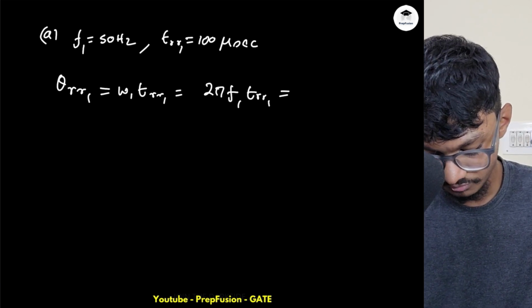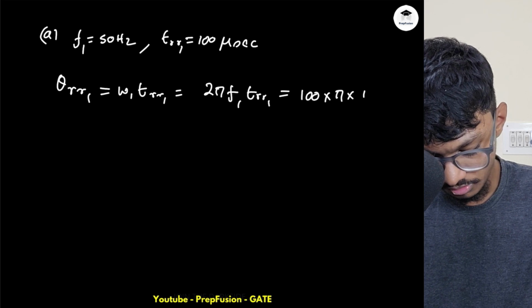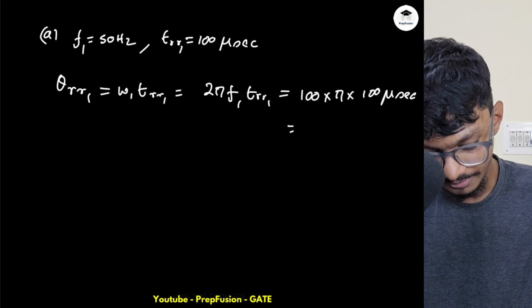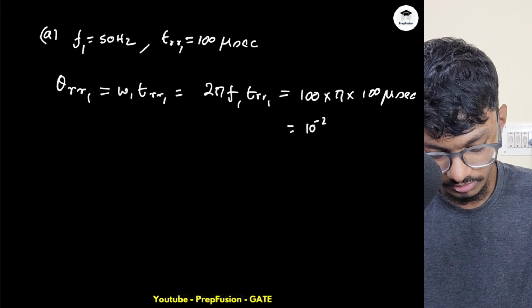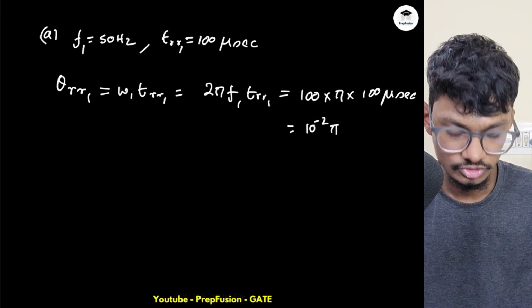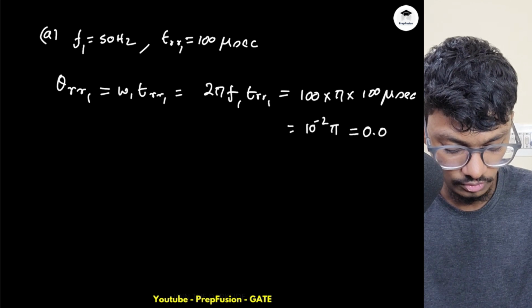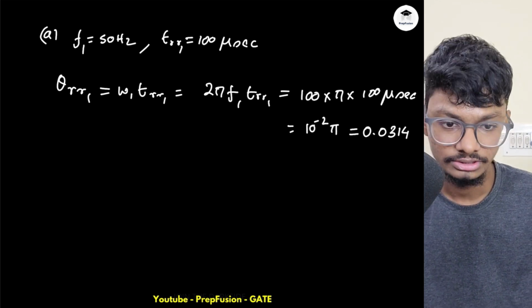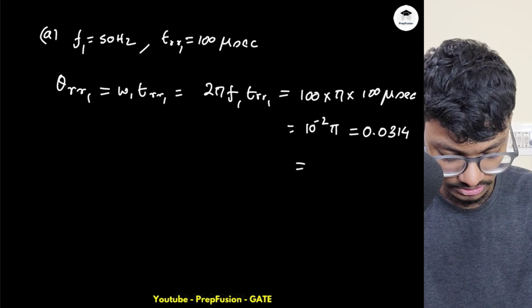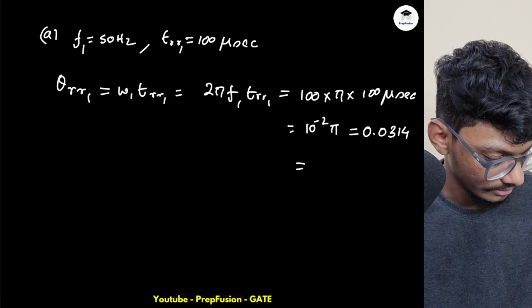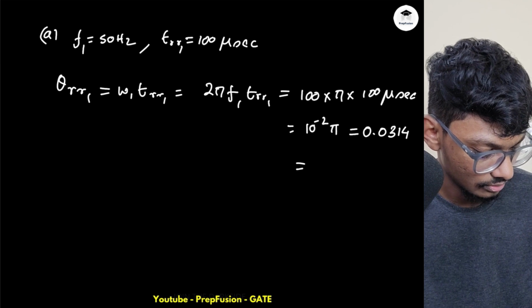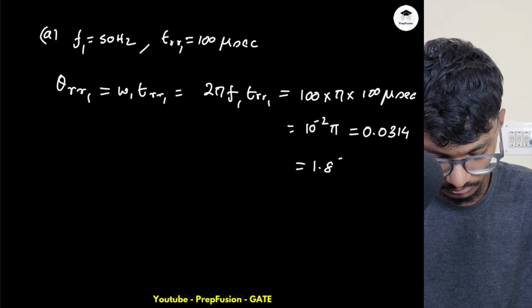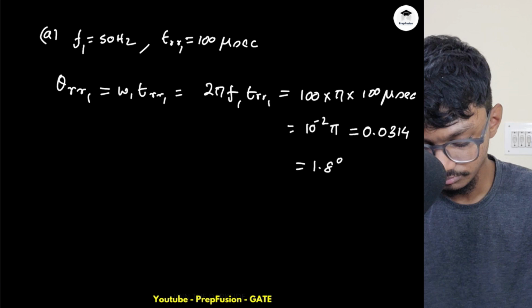So 2 pi F is 100 pi, into 100 microseconds. This is 10 raised to the power 4, and 10 raised to the power minus 6, so it is 10 raised to the power minus 2. So 10 raised to the power minus 2 into pi, which is almost 3.14, so 0.0314. This is in radians, but I want to compute it in degrees. So pi divided by 100 into 180 divided by pi, which will be 1.8 degrees. So theta RR is this.